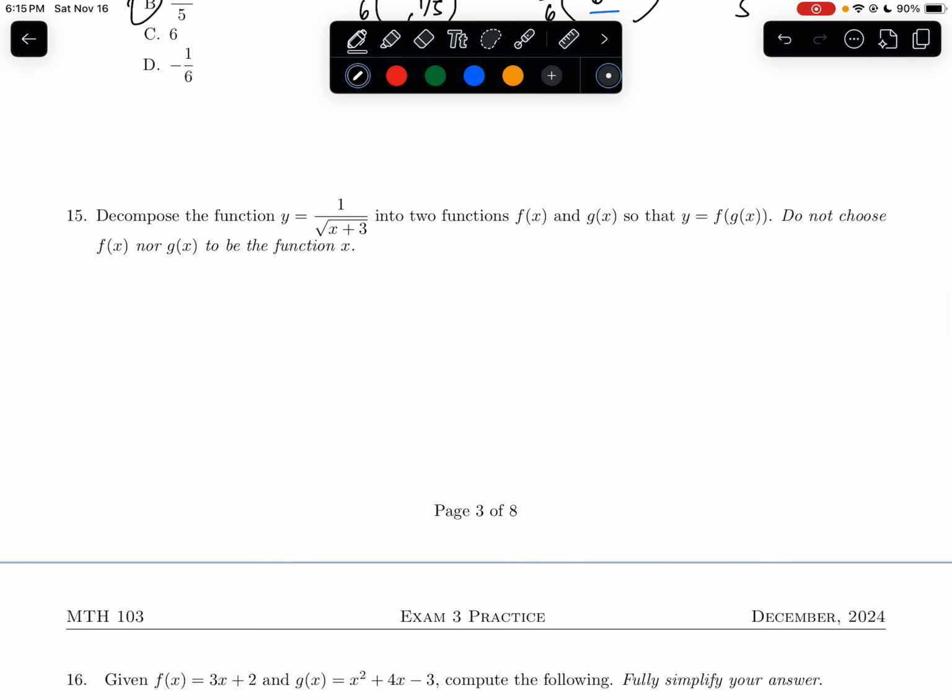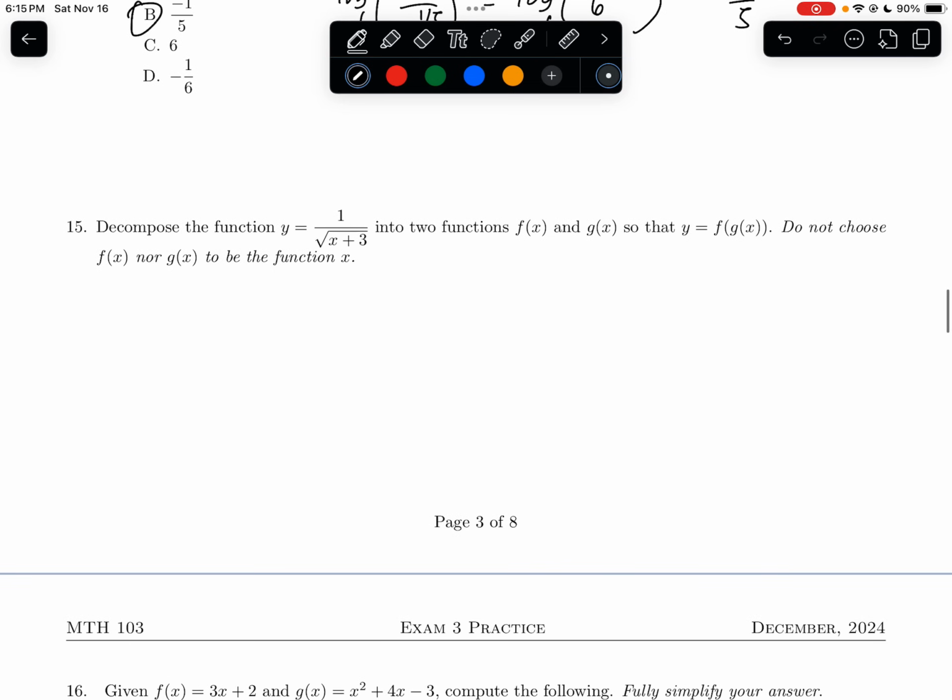Okay, decompose this into two functions so that y equals f of g of x. So we're picking g here to be the inner function, or the inside function, and then f to be the outer or the outside function. That distinction is important. You can't switch them. Your answer will be incorrect.